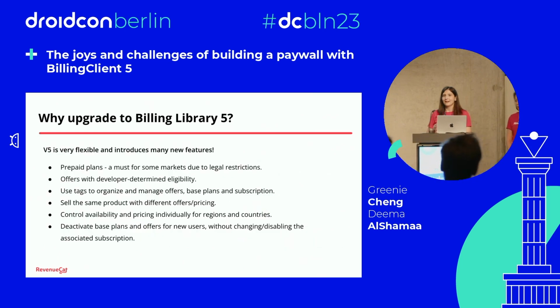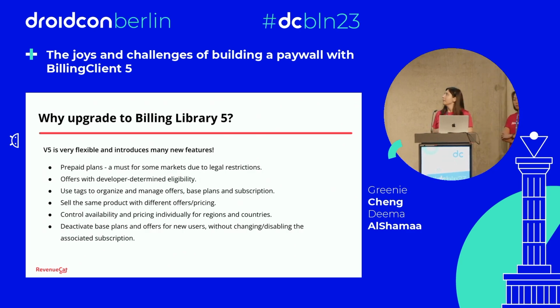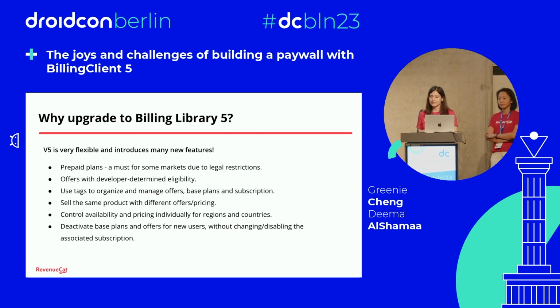The other reason that I like to talk more about for why to upgrade is that V5 and V6 are both very, very flexible. They introduce new features that were just not possible before. One big one is prepaid plans. If you are trying to sell your app in any region that has regulations on auto-renewing subscriptions, the canonical example being India, you have to have a prepaid plan. That's the only option.